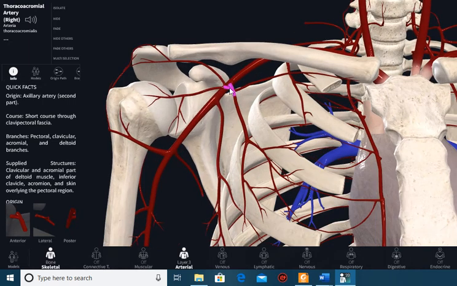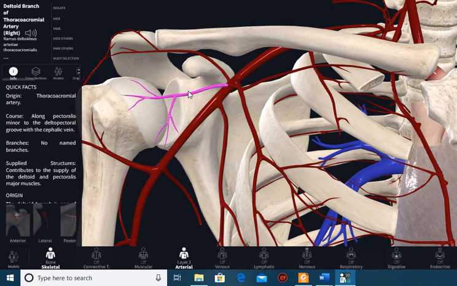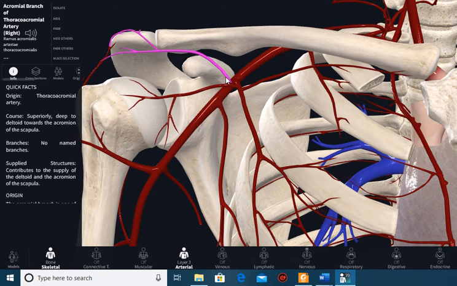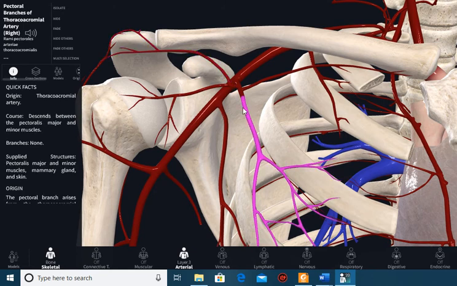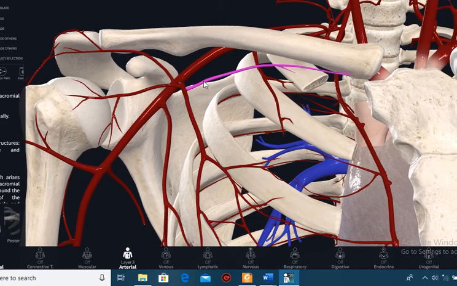From here, we had our thoracoacromial artery. Our thoracoacromial artery is going to divide to give this artery here, which is going to be called the deltoid branch of the thoracoacromial artery. We have this artery here called the acromial branch, this artery called the pectoral branch, and this branch here, which is called the clavicular branch.